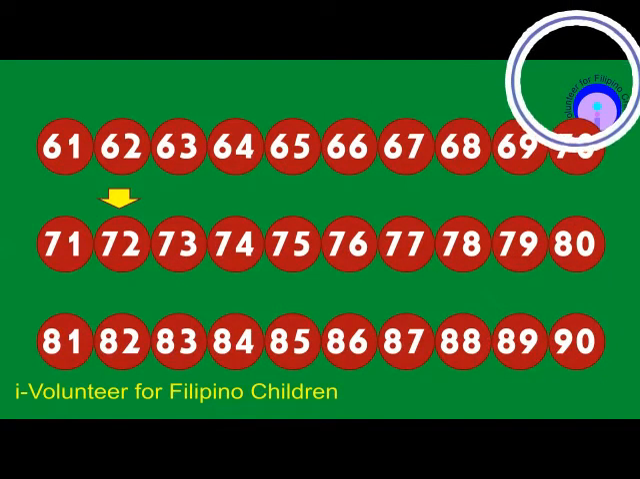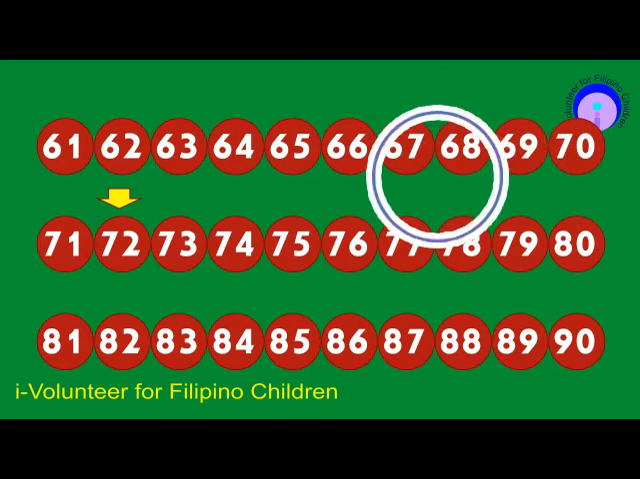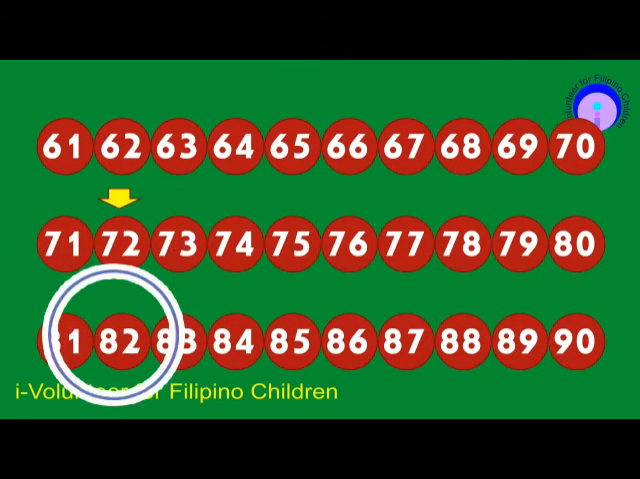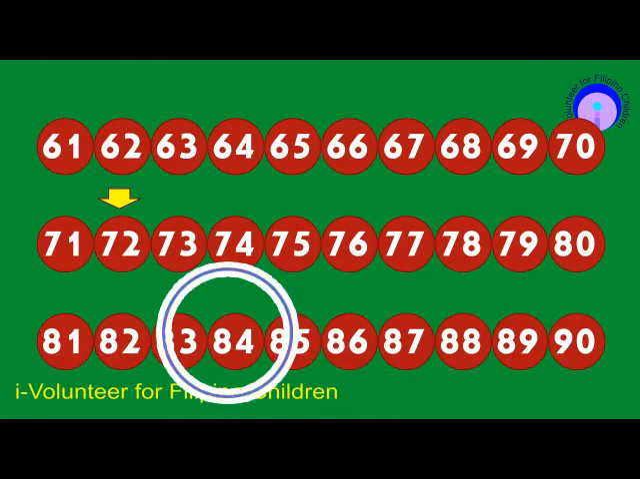60 plus 10 is equal to 70. Plus 2 is what number? You are correct. It's 72. What is next after 72? 72 plus 10 plus 2 is what number? Absolutely, you are correct. It's 84.